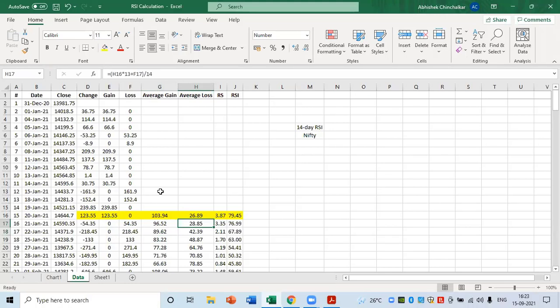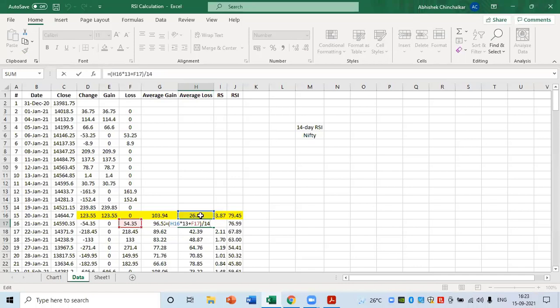So average loss would be the previous average loss, which is 26.89 in our case, times n minus 1, which is 13, plus the current day loss, which happens to be 54.35. And then this entire expression is divided by 14. The calculation of RS and RSI remain pretty much the same. So that's how the RSI is calculated.